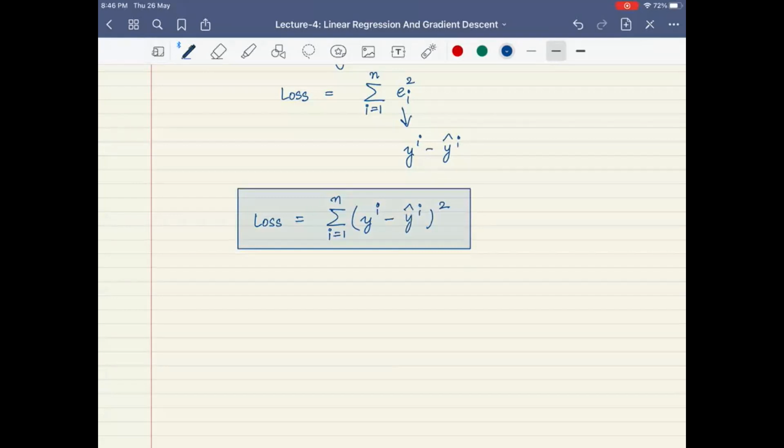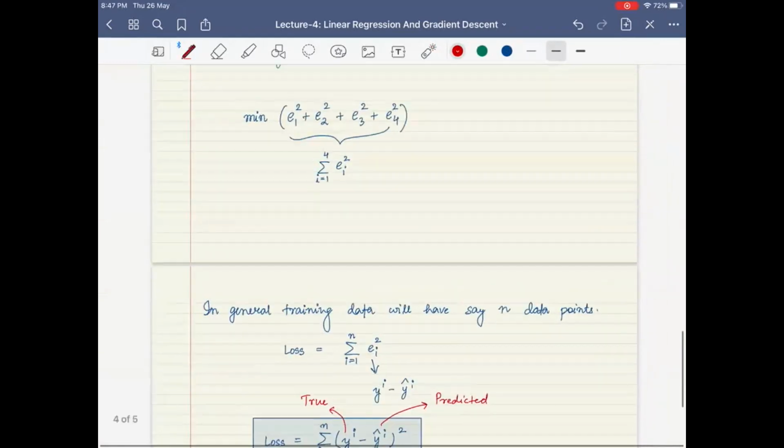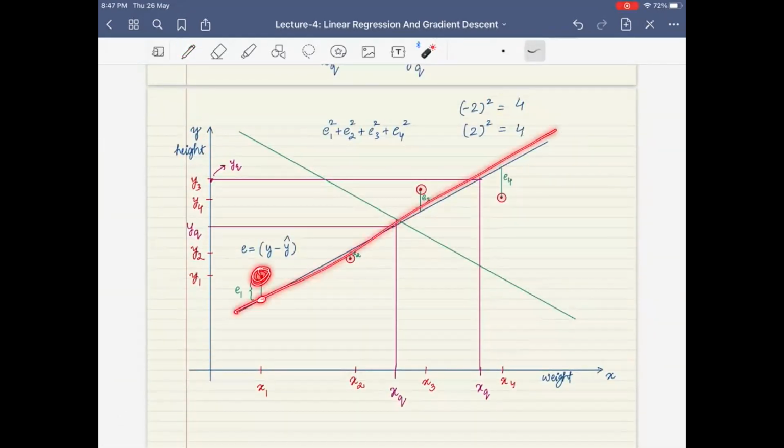Any questions from this part? This is the sum of squares of errors. It's also called sum squared error. This loss function is called sum squared error. Why? This is the error: true minus predicted. This is the true value, the correct value, and this is the predicted value.